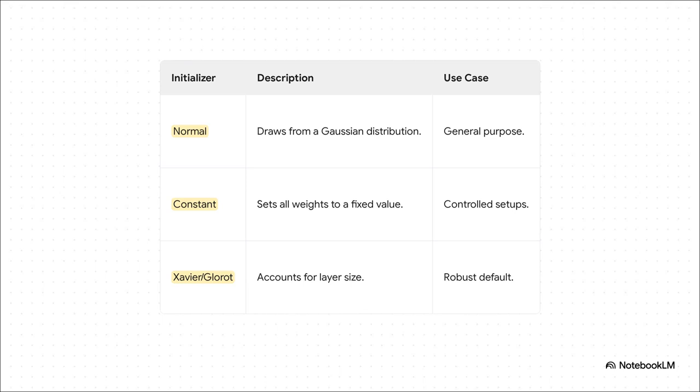Deep learning frameworks come with a whole toolbox of different ways to get this done. You can use something simple like a normal distribution, or even just set everything to a constant value. But smarter methods like Xavier, which is also called Glorot initialization, are often the default because they look at the size of your layers and pick starting values that help prevent your signals from either exploding or just fading away to nothing. The big takeaway here is the starting point matters a lot.